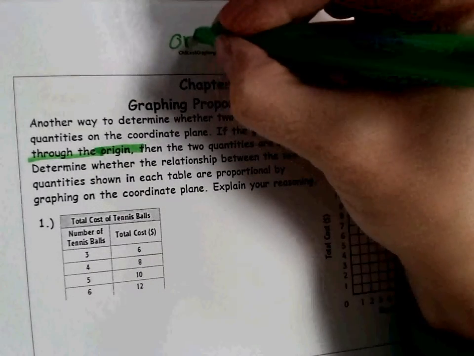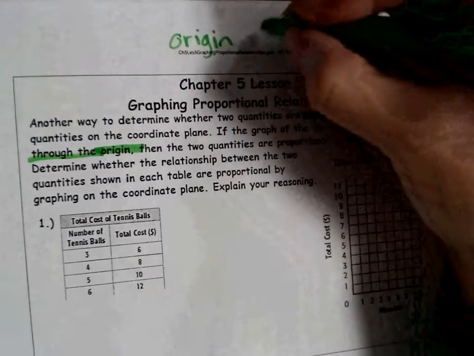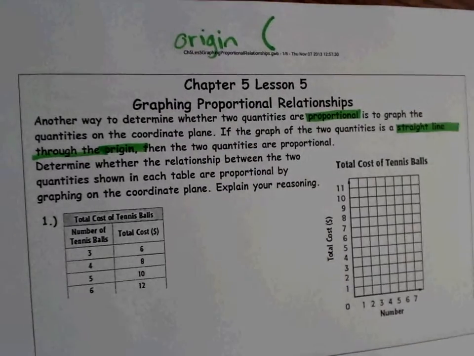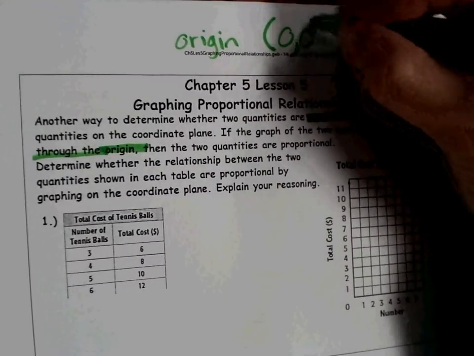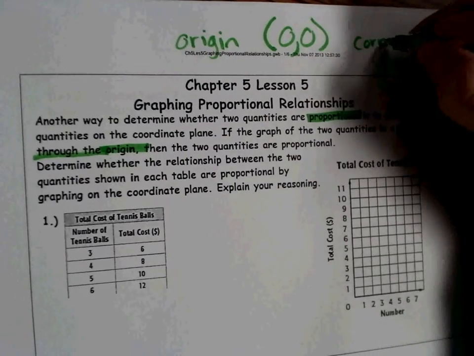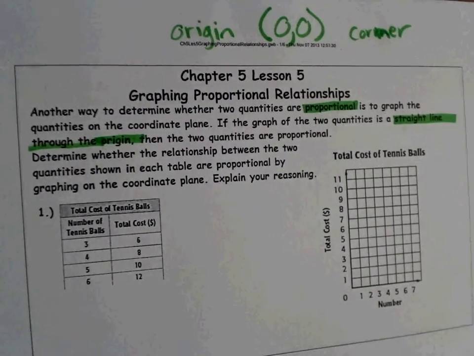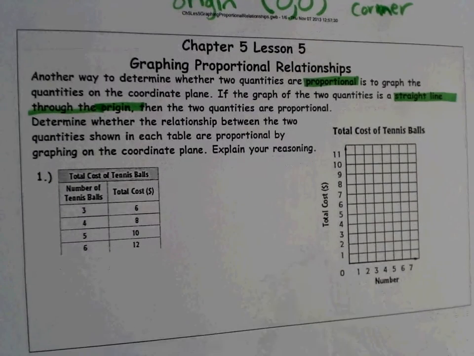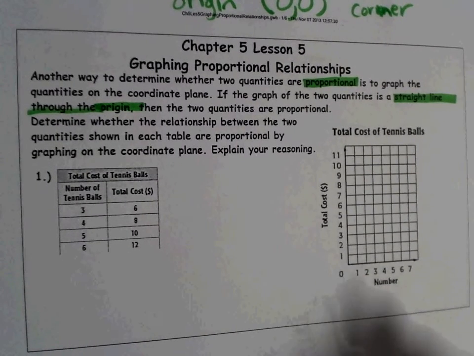What do I mean by the origin? Who can tell me what are the coordinates for an origin? Darius? 0, 0. So basically it's that corner, that little corner piece. Okay? If it starts at the origin and graphs a straight line, then it is a proportional graph.